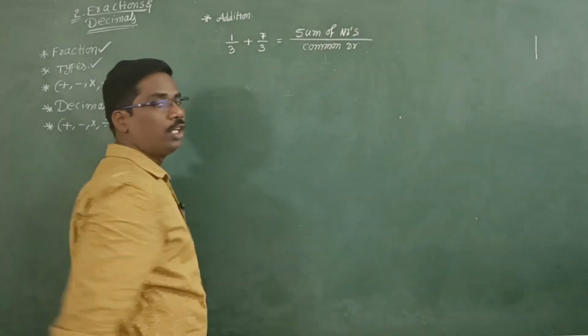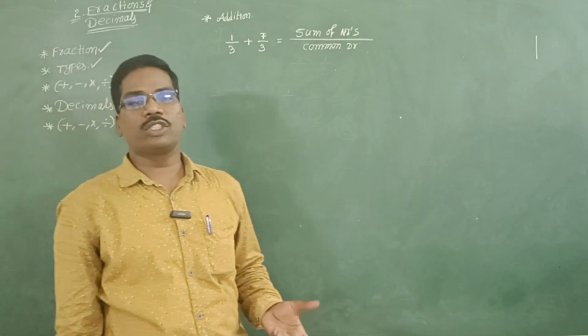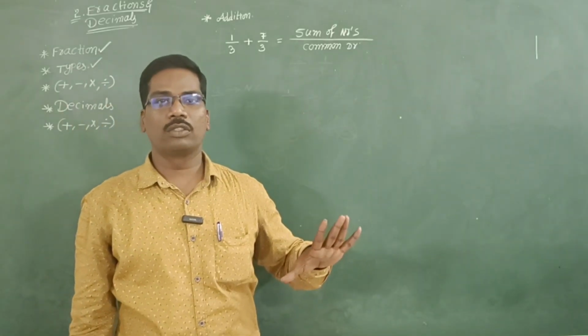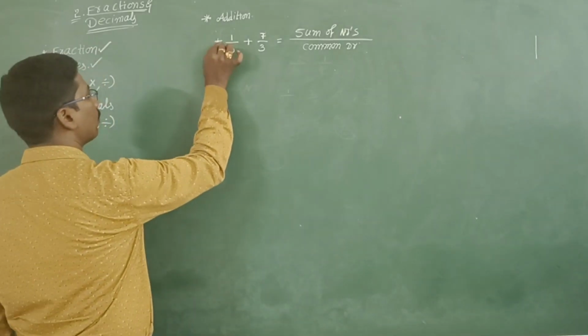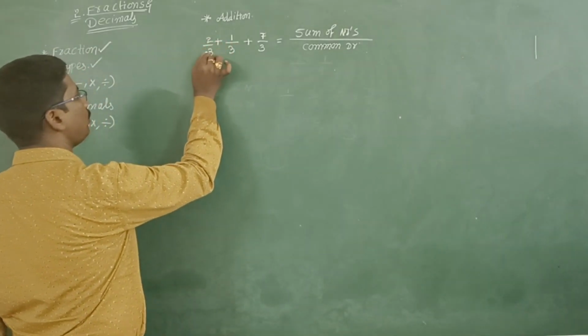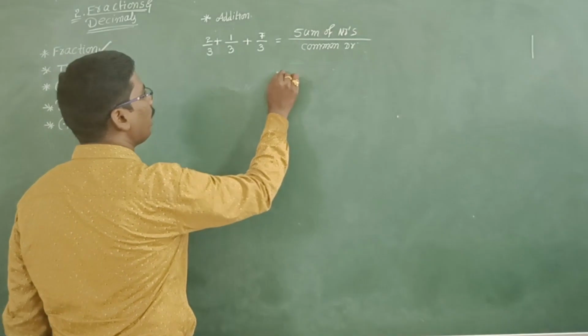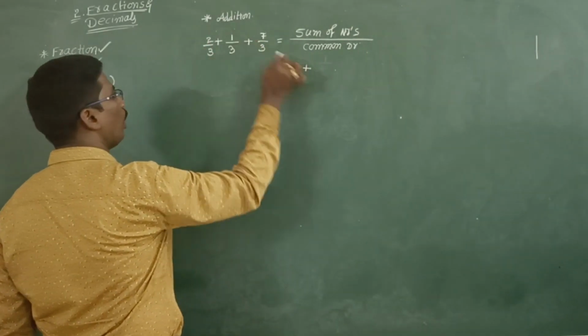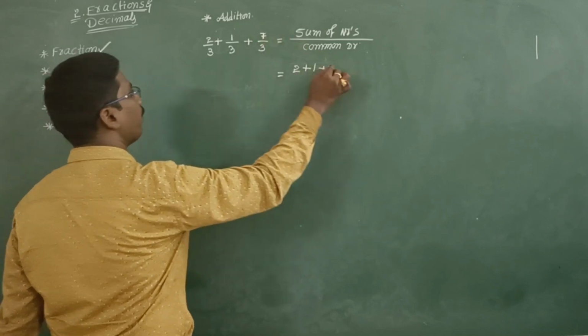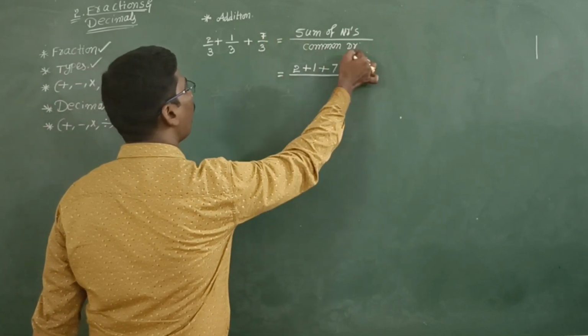This is the formula. So if you have like fractions, using this formula we can write the sum of the numerators by the common denominator. I will take one more, 2 by 3. So according to the definition, the sum of the numerators 2 plus 1 plus 7 by the common denominator.